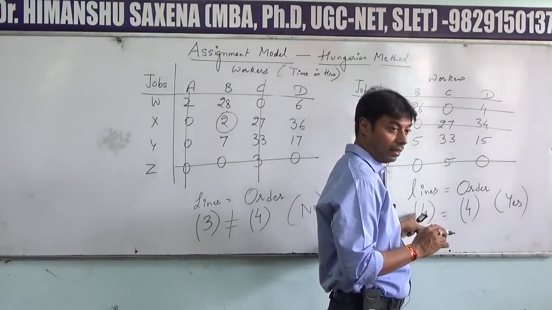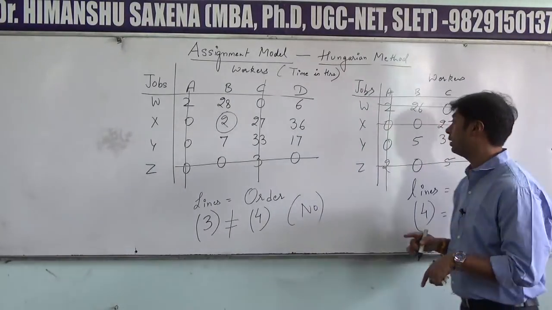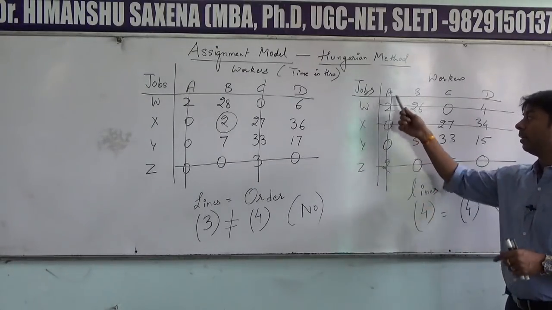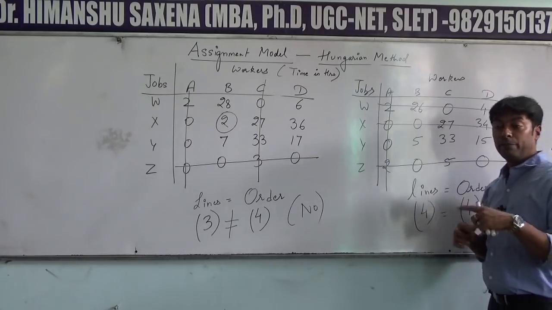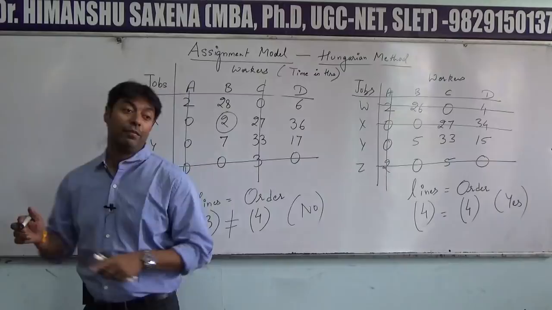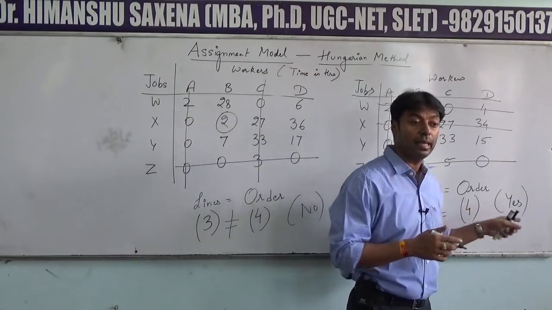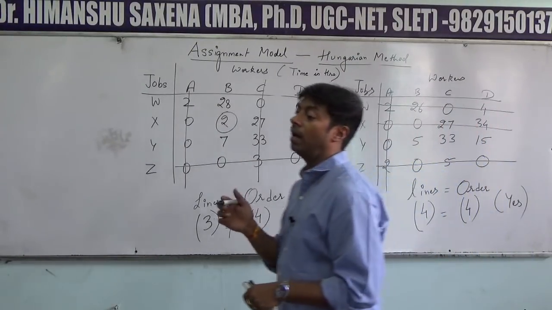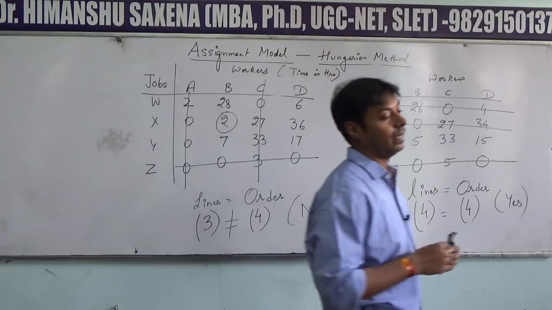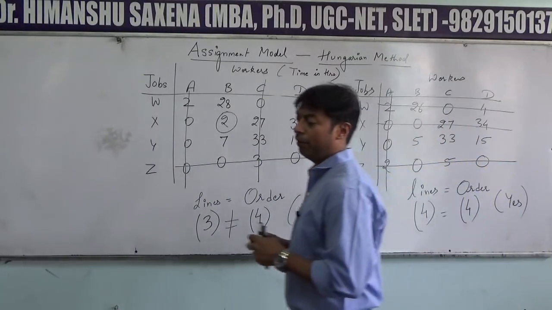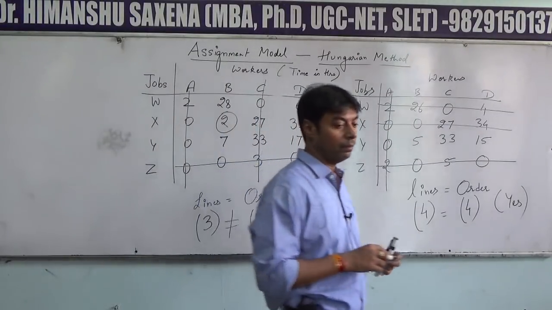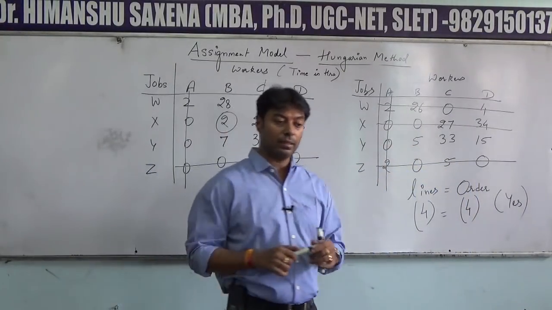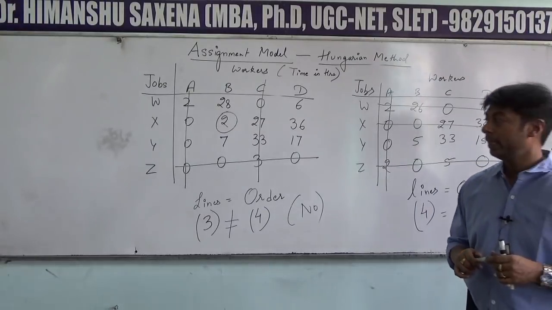Had there been 3 lines again, you would have repeated this particular step. That is, you would have again selected the minimum element from all the uncovered elements and added it on the point of intersection. You would have followed exactly the same course of action if again the number of lines were less than the order of the matrix. But now, since it is satisfying this condition, take down the last step, step number 6, the final step of the Hungarian method before we come to an end of this important chapter called assignment. So take down step number 6. If yes, then proceed as follows.